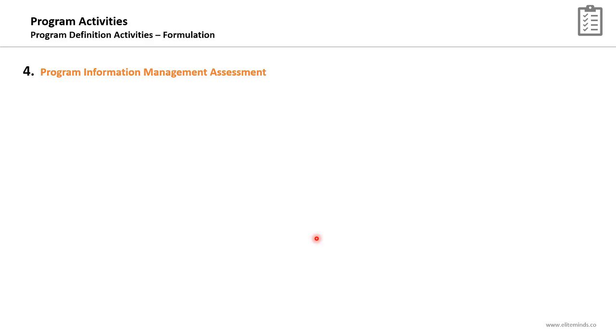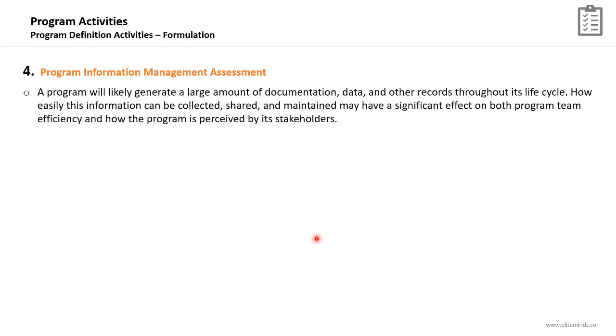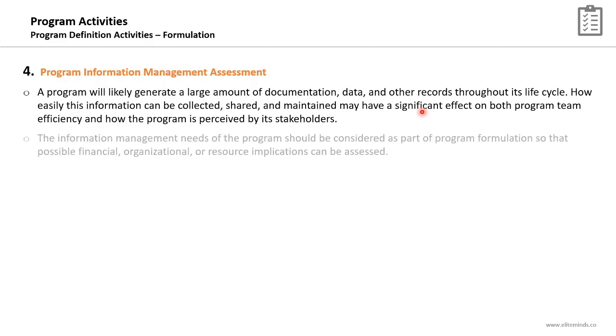The fourth supporting activity as part of the program formulation subphase is the program information management assessment. A program will likely generate a large amount of documentation, data, and other records throughout its life cycle. Especially if there is a large number of stakeholders, a lot of components, projects, and subsidiary programs, there will be a large amount of information. How easily this information can be collected, shared, and maintained may have a significant effect on both program team efficiency and how the program is perceived by its stakeholders.